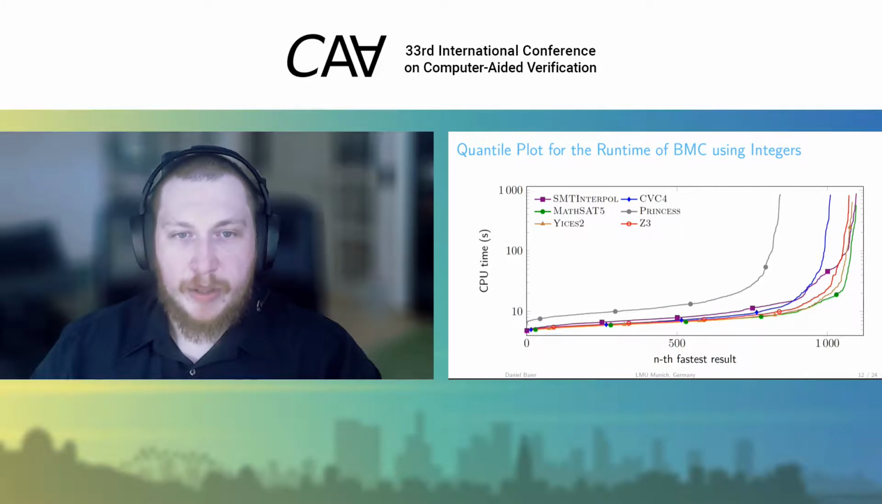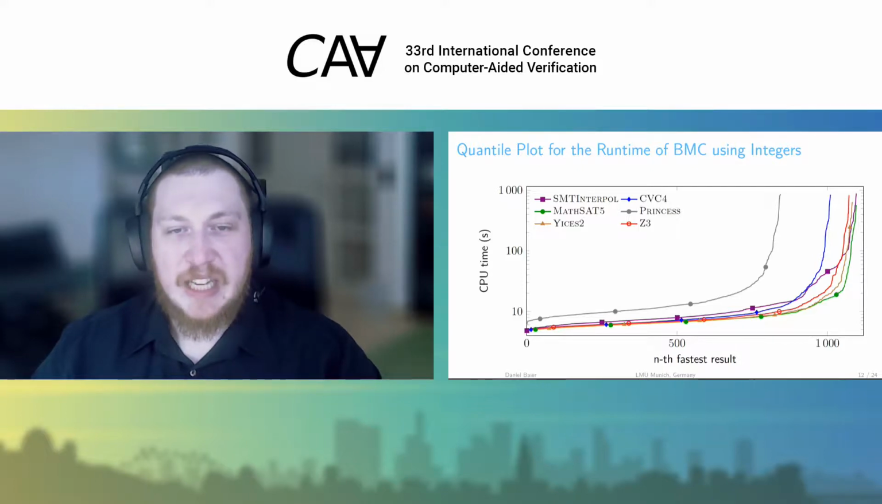This quantile plot shows the CPU time for bounded model checking using integers. It has the same structure as the plot before, but you can see some differences in solvers' performance. 4 different solvers seem to perform well. SMTInterpol in purple, for example, starts to take more time earlier than the other 3 well-performing solvers, but therefore performs slightly better in the long run.